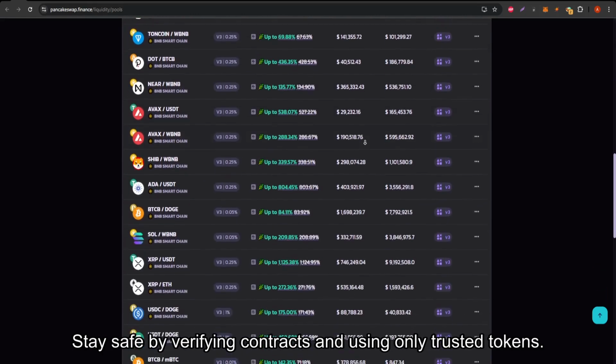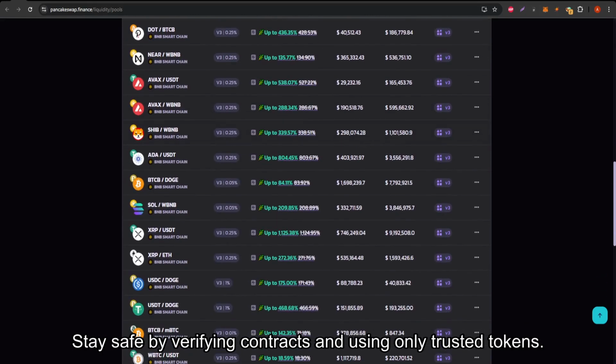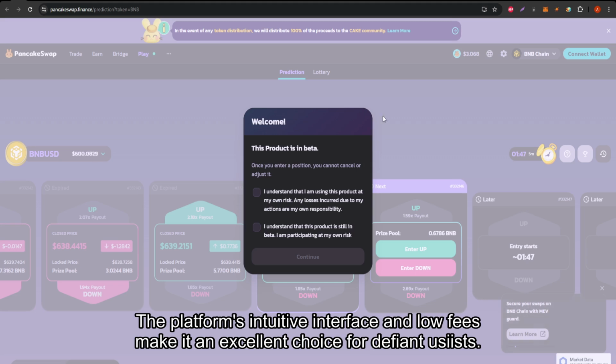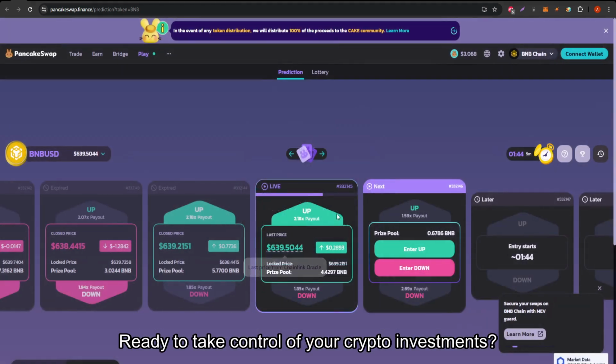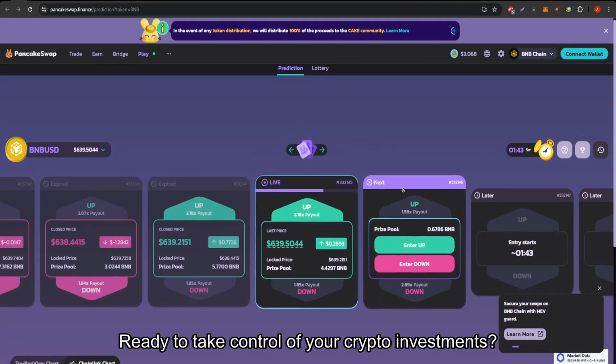Stay safe by verifying contracts and using only trusted tokens. The platform's intuitive interface and low fees make it an excellent choice for DeFi enthusiasts. Ready to take control of your crypto investments?